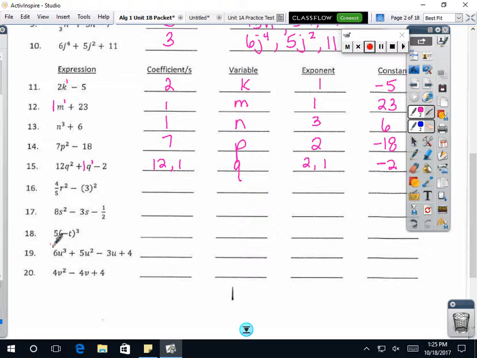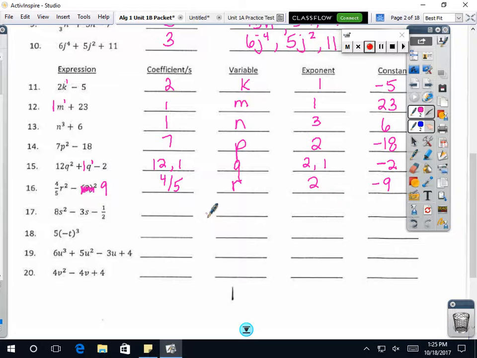And what's the constant? Negative 2. Okay, now number 16, we're going to need to simplify before we can identify each part. What part can be simplified? Right, what is 3 to the second power? So instead of writing that, just write minus 9. So now what is the coefficient? 4/5. Even though it's a fraction it can still be a coefficient. It's still a number that's multiplied by a variable. What is the variable? What's the exponent? And what's the constant? Negative 9.